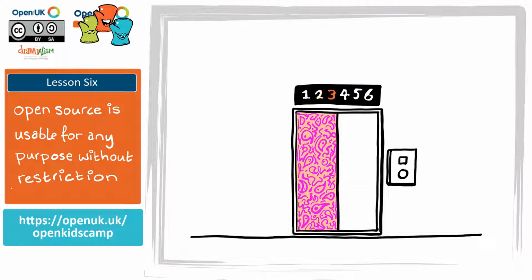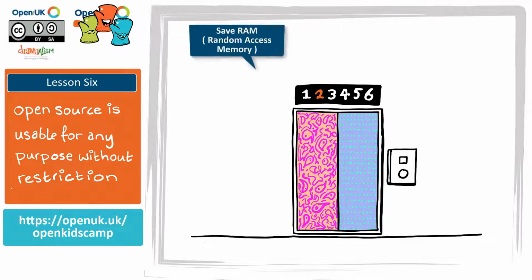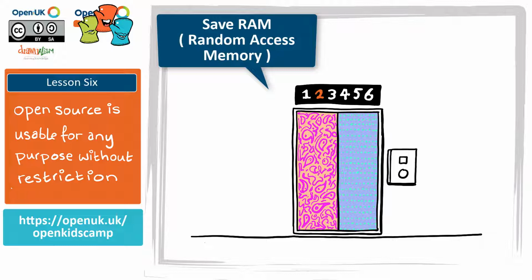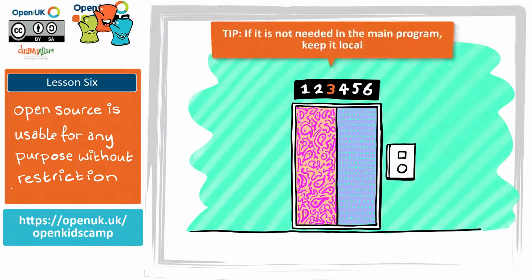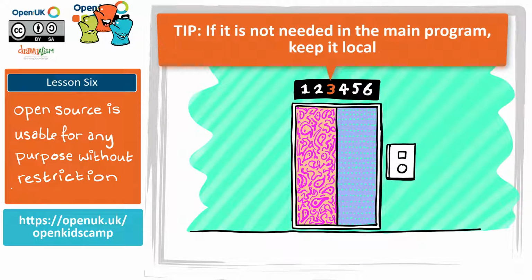So why don't we just make all of our variables global? Well, for one, it saves something important called RAM, or Random Access Memory, which is a form of computer memory. While the computer has to remember the value of a global variable for the whole duration of a program, it only has to remember the value of a local variable while the function is being executed. Once the function has been executed, the local variable is wiped, and this frees up memory space. A nice rule of thumb is, if it's not needed in the main program, keep it local.